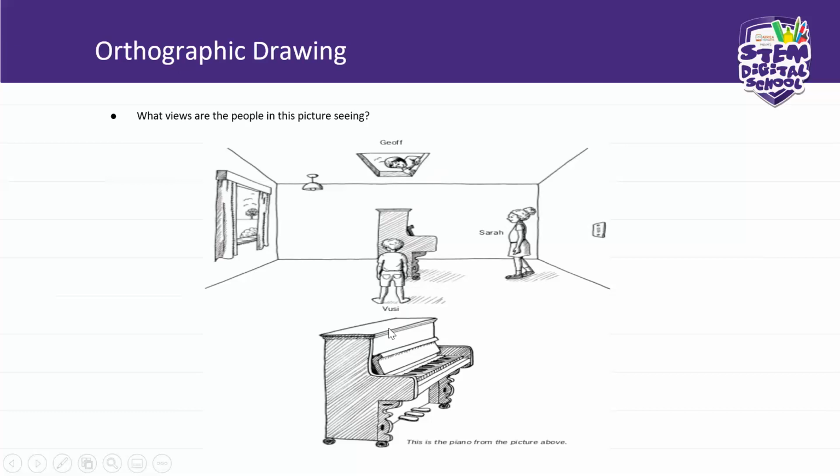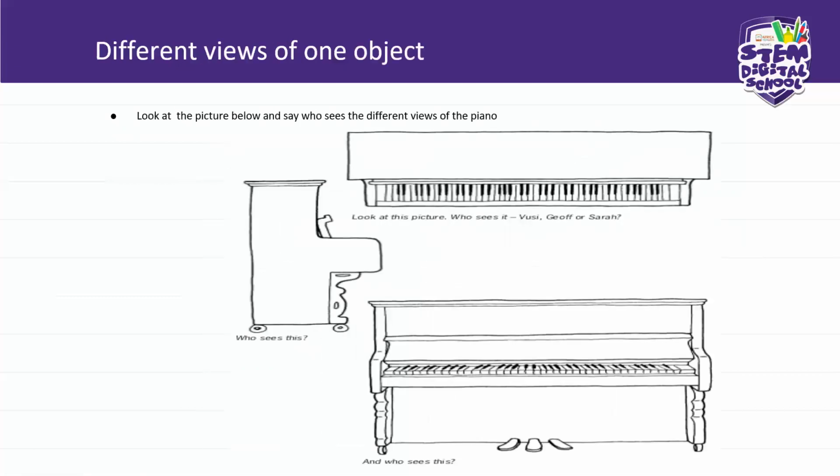So that is what orthographic drawing is. You draw the dimensions as they appear to the person who is facing them. Okay? Right. Now, when you look at these pictures, I want you to tell me who will be drawing what.